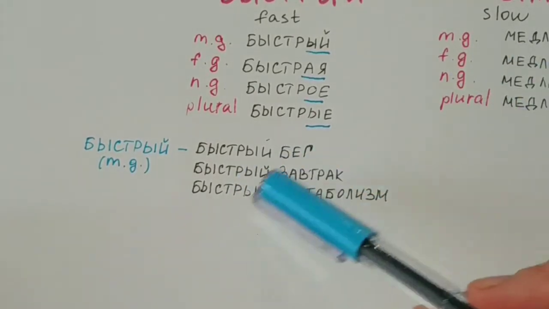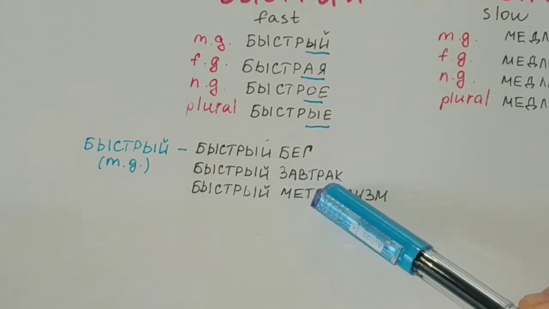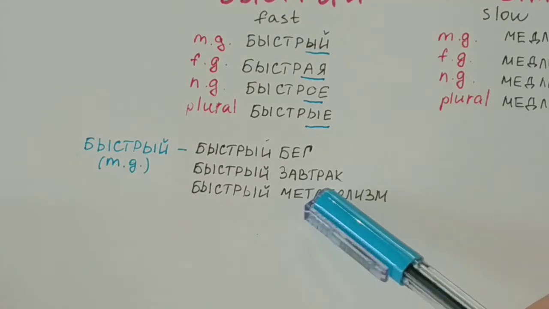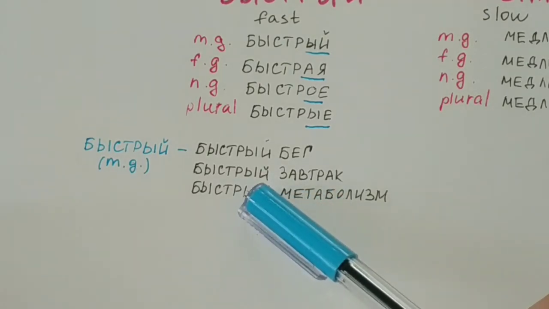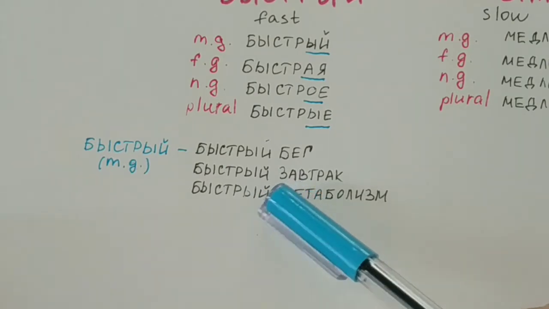Быстрый бег. Next we have быстрый завтрак. Быстрый завтрак. Завтрак means breakfast. It is also a noun of the masculine gender, and we're using it with быстрый, masculine gender adjective, and it is быстрый завтрак, quick or fast breakfast.